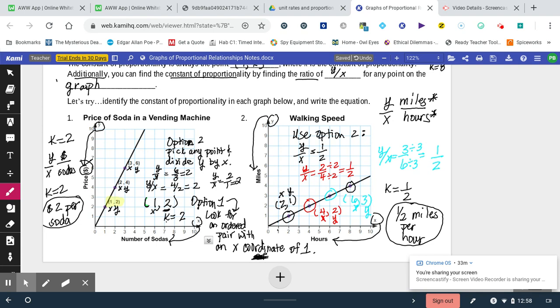So again, a graph is only proportional if it's a straight line and goes to the origin. And you can find the constant of proportionality 2 ways from a graph. You can look for an x coordinate of 1, and that y coordinate becomes your constant of proportionality. Or the second option is to take a y and divide it by an x after you pick a point. Pick a point, divide y by x, and it will also give you the constant of proportionality.